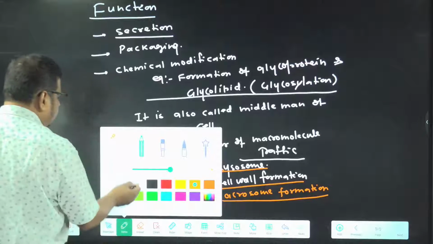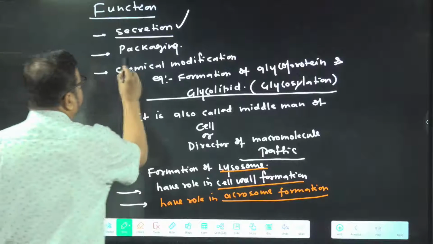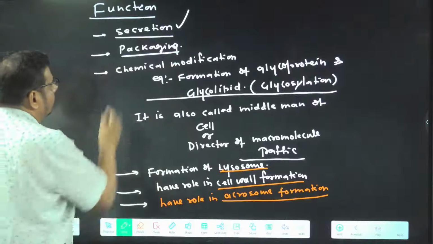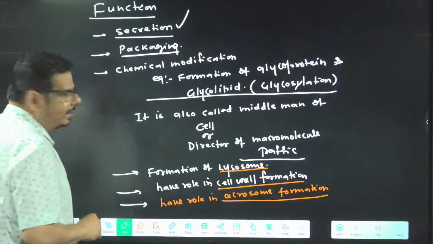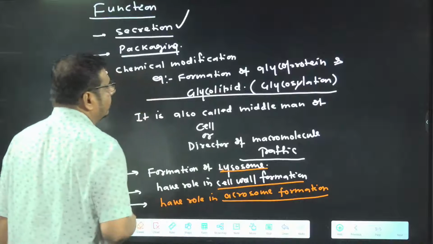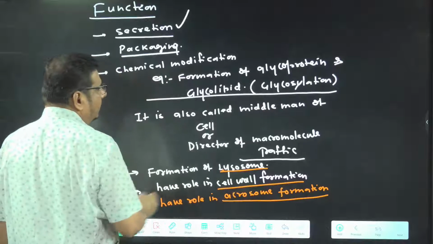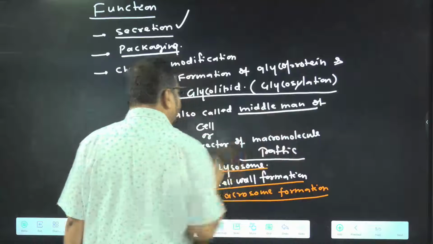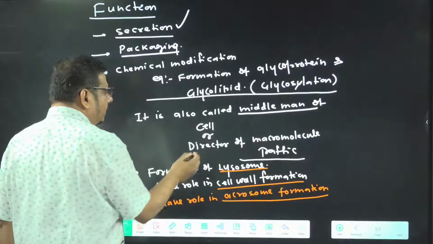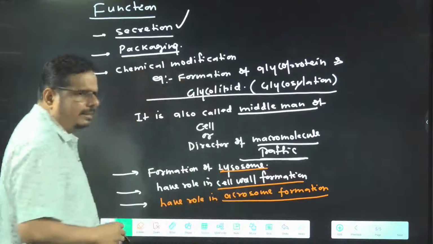Functions I wrote: secretion, packaging. What is secretion? What is packaging? I will tell you. Chemical modification. That is glycosylation, formation of glycoprotein, glycolipid. It is called the middleman of the cell. Why called? I will tell. It is also called the director of macromolecular traffic. Why called? I will tell.